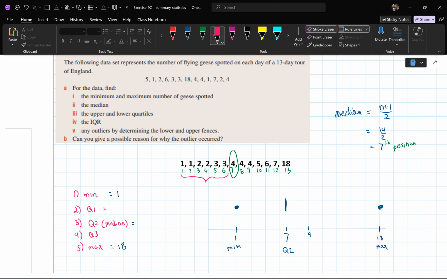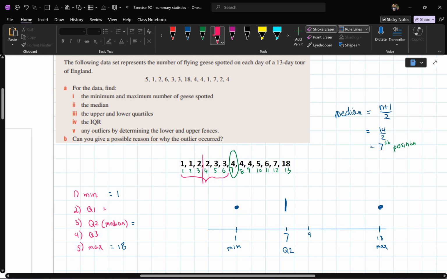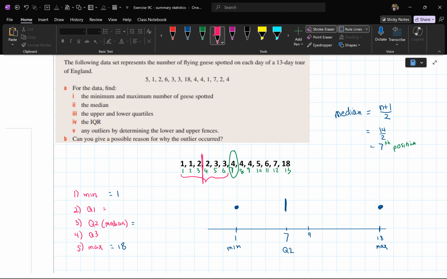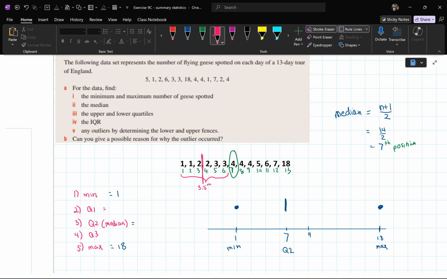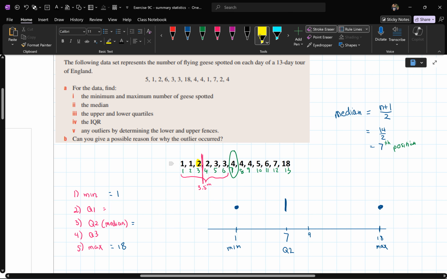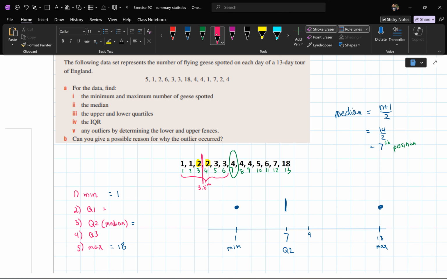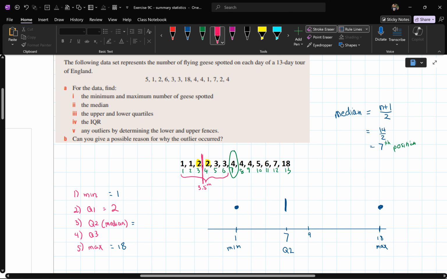Where is that? Well, 3.5 is here, in between 3 and 4. So that's the position, that's where the middle should be. If the middle is meant to be here, that's the 3.5 position. Q1 is between 2 and 2. Those are the two numbers that I'm working with. But the number between 2 and 2 is just itself. There's no number between 2 and 2. It's just 2, right? So the answer here is Q1 is now 2.